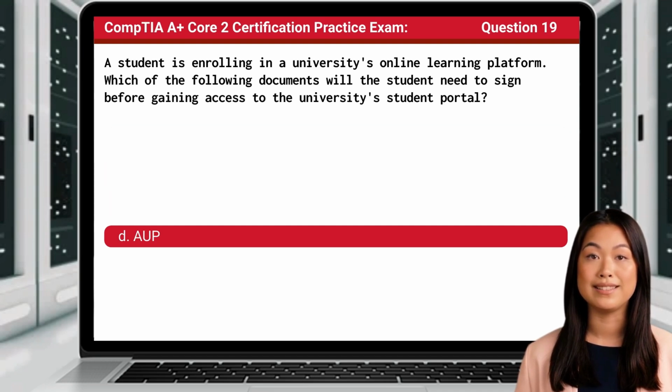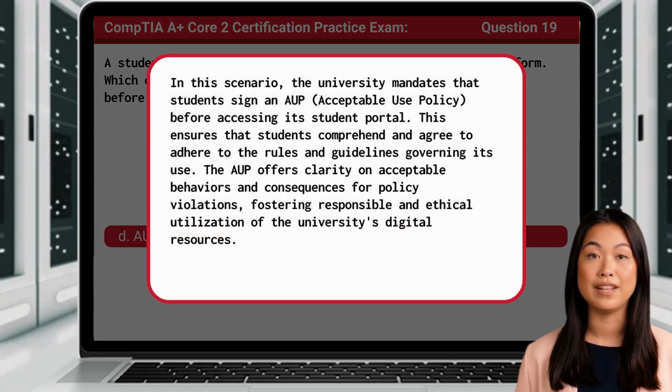The answer is D. AUP. In this scenario, the university mandates that students sign an AUP, or Acceptable Use Policy, before accessing its student portal. This ensures that students comprehend and agree to adhere to the rules and guidelines governing its use. The AUP offers clarity on acceptable behaviors and consequences for policy violations, fostering responsible and ethical utilization of the university's digital resources.